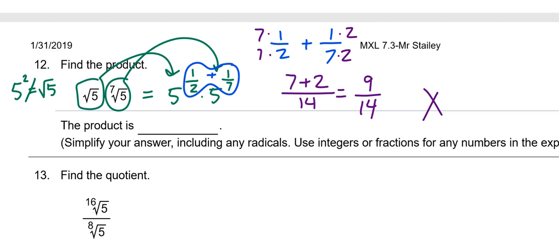Okay, so there's 2 acceptable answers. One of them will have a fractional exponent. One of them will have a radical. Write them both down. One of the acceptable answers will have x to a fractional exponent.